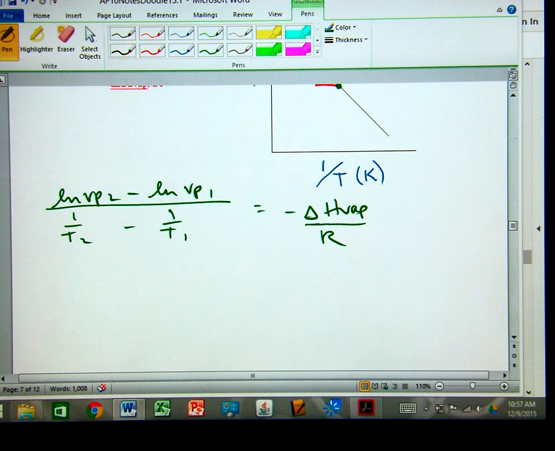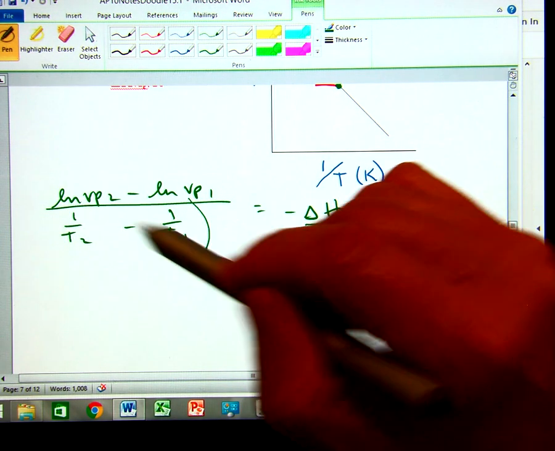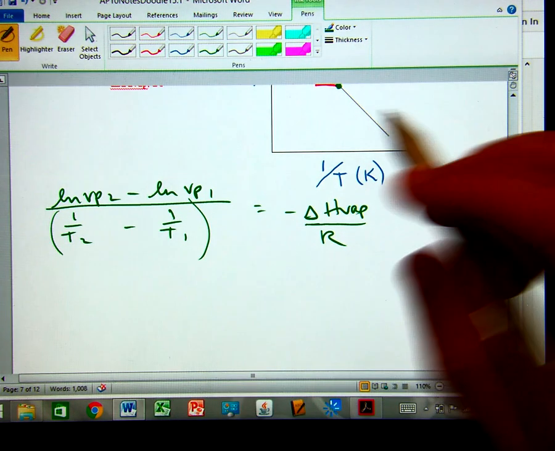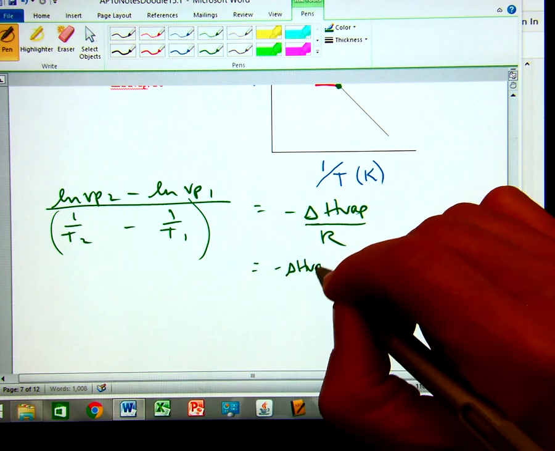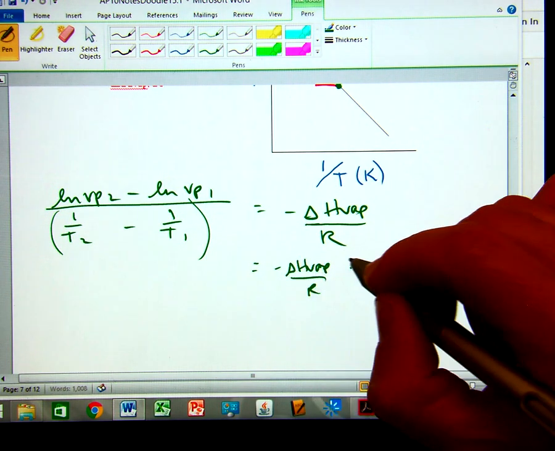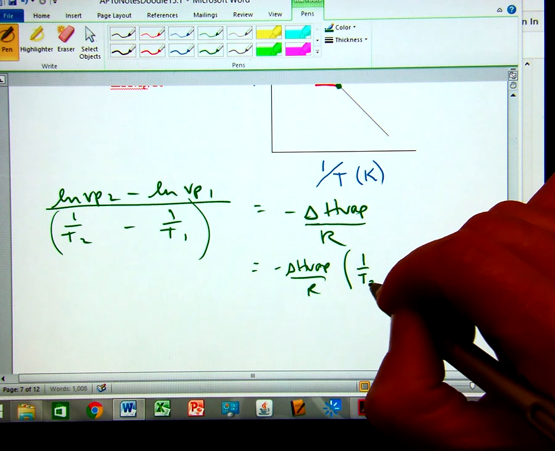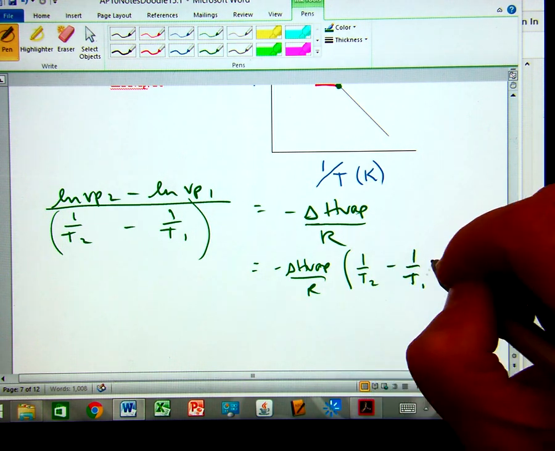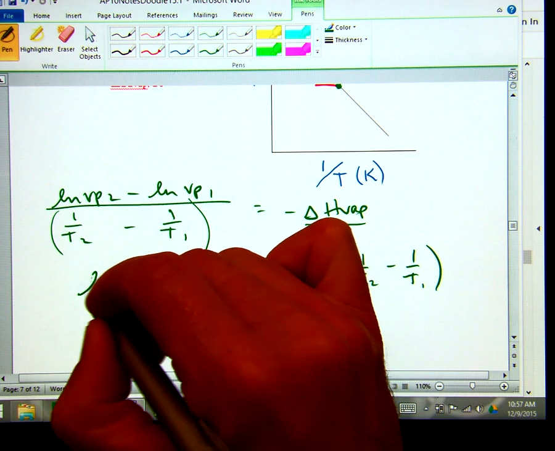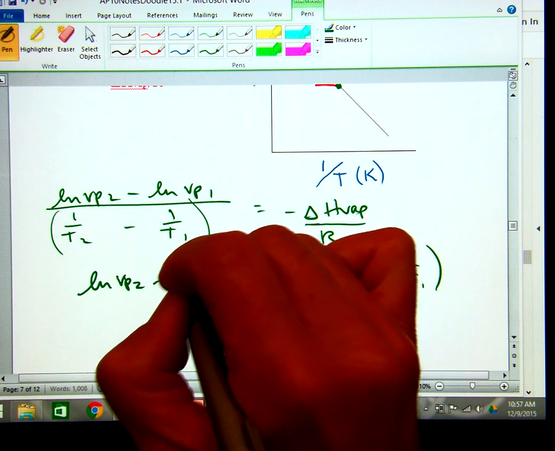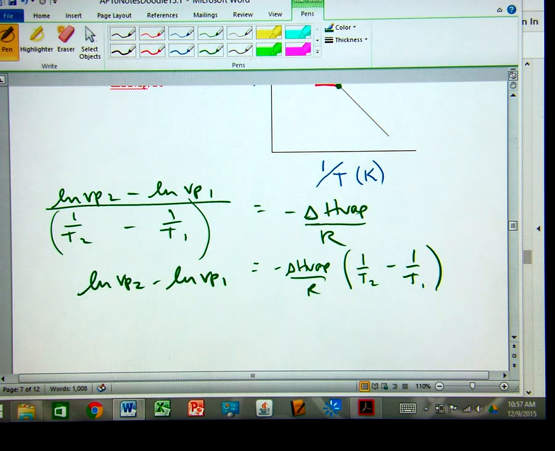So now we're going to do a little algebra. We're going to multiply each side by 1 over T2 minus 1 over T1. So that's going to equal negative Hvap over R times 1 over T2 minus 1 over T1. And that's going to equal the ln of Vp2 minus the ln of Vp1.